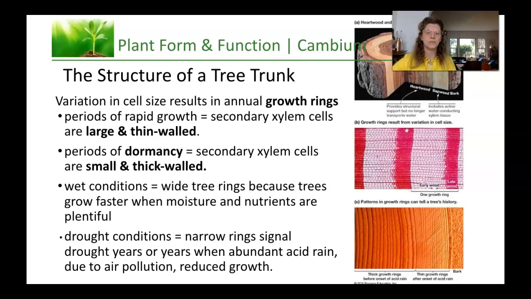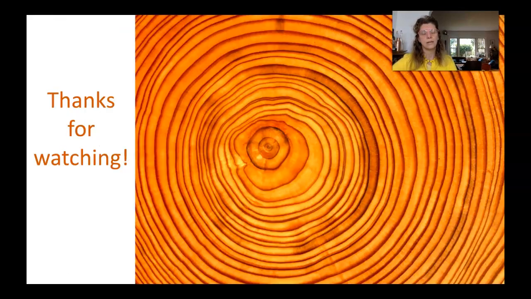Variation in the cell size results in annual growth rings. Periods of rapid growth are going to have large, thin-walled secondary xylem cells. Periods of dormancy, secondary xylem cells will be small and thick-walled. Wet conditions will have wide tree rings because the tree grows fast. Drought conditions will have narrow tree rings because the tree is growing slower. This can also be years when there is abundant acid rain, air pollution, or any kind of thing that might challenge the growth of the tree.